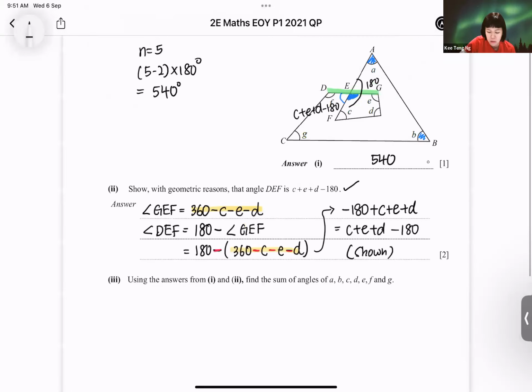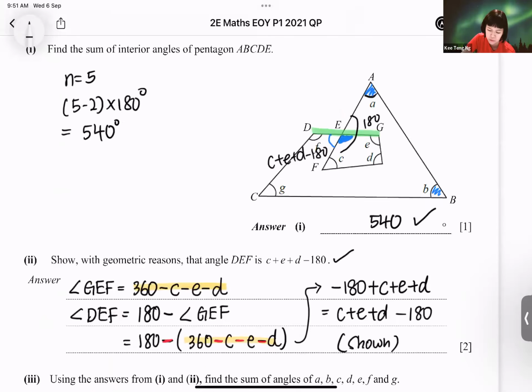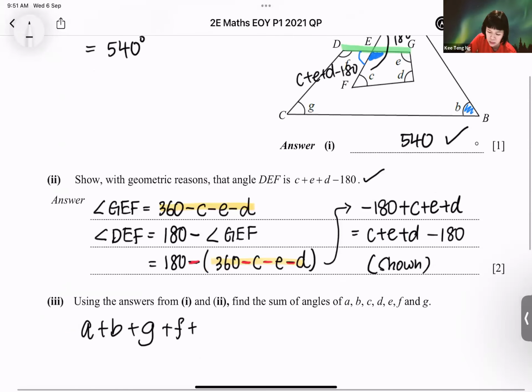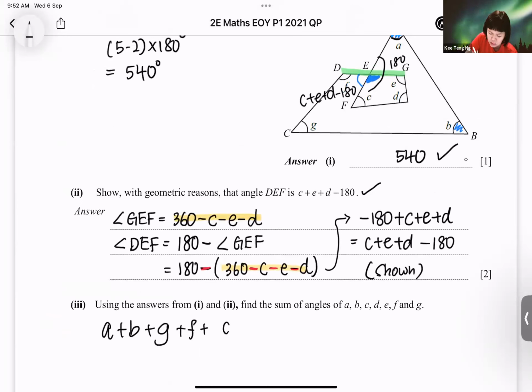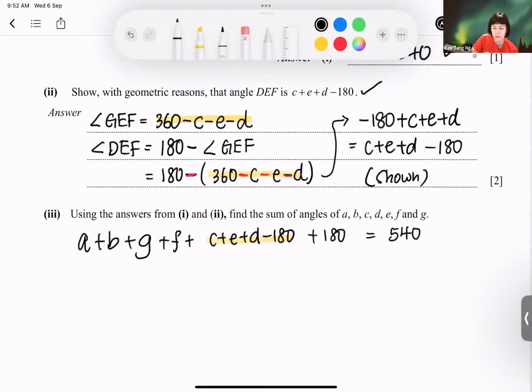So I know that all the 5 angles, they say must use the answer for part A: angle A plus angle B plus angle G plus angle, what is this one? F. Oh, that one is angle F, right? Oh, I covered it away. Plus the angle DEF, which is C plus E plus D minus 180. This is this angle over here. Then the remaining over here, this part is just 180 degrees, right? So just go and add 180 degrees. The whole thing, all the angles here, is equals to 540. Okay, everything is equals to 540.